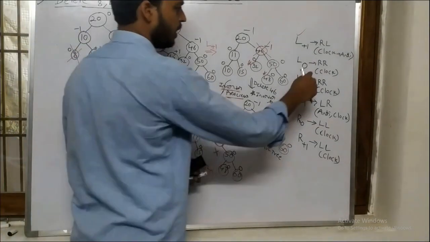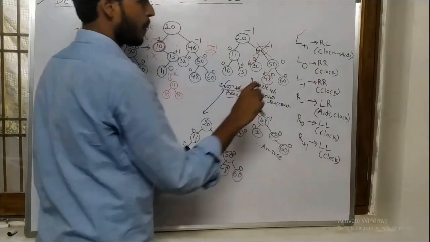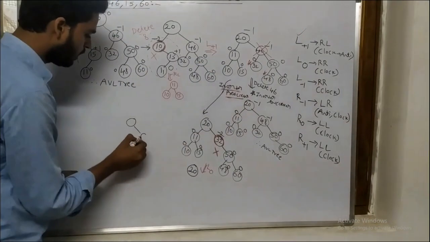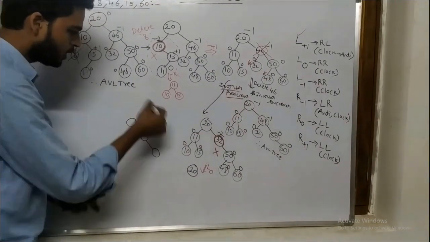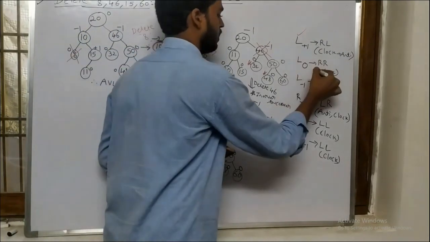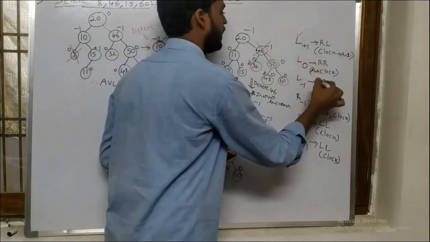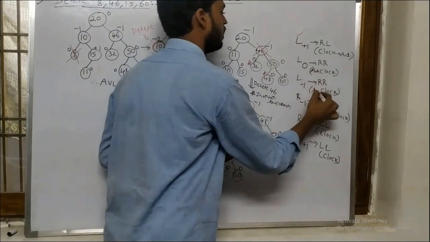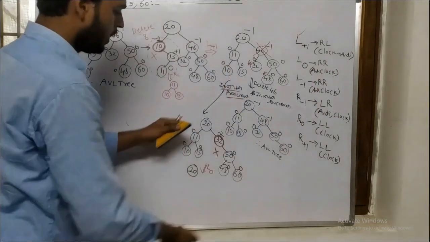RR means, when the tree looks like this, it should be anti-clockwise, not clockwise. I didn't make mistakes. Anti-clockwise. Okay, I need to make it anti-clockwise.